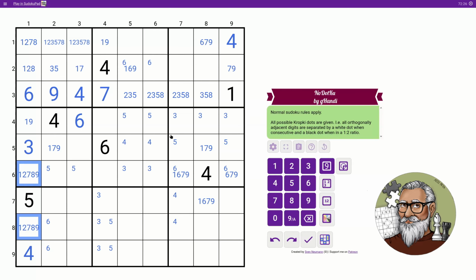Right? That's 1, 2, 7, 8, 9. So this isn't 2 and this isn't 2. Is that it? Yeah. So one of these has to be 2. So there's no 1 here. There's no 2 there. One of them is 2.